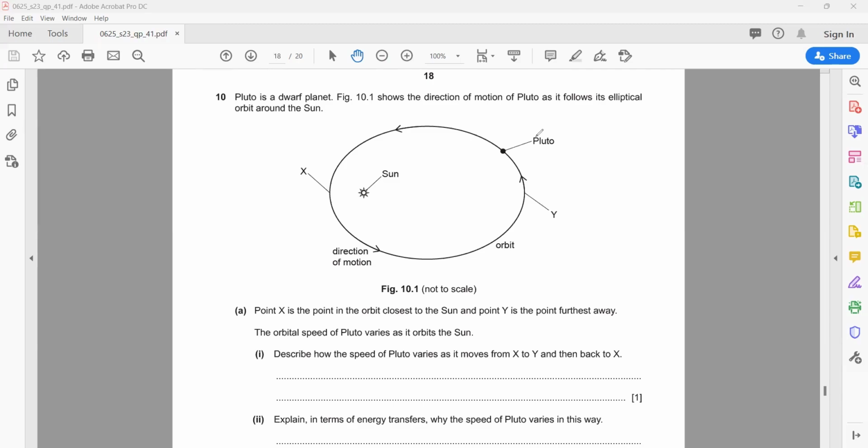Okay. Now, question number 10. Can you read it for me? Okay. Pluto is a dwarf planet.